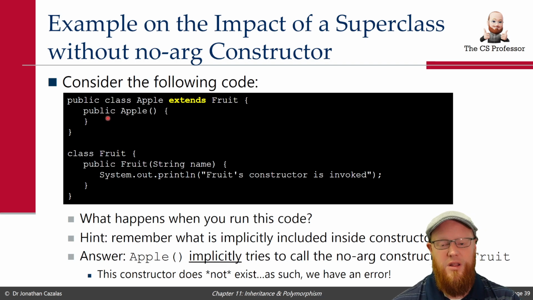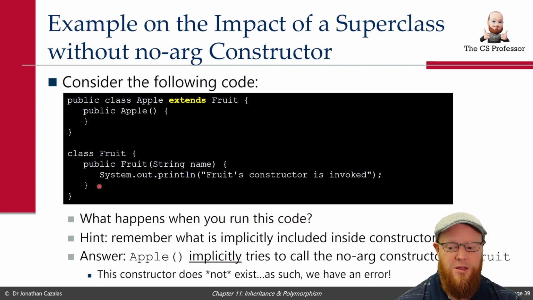Now, how could we have avoided this error? One of two ways. We could have included a no-argument constructor of Fruit, in which case, when we call it implicitly, nothing happens, no error, because that constructor exists. Or here inside Apple, we could have explicitly made a call to super, and with that call included a string parameter, which would bring us to this specific constructor of Fruit. Either one of those would work.